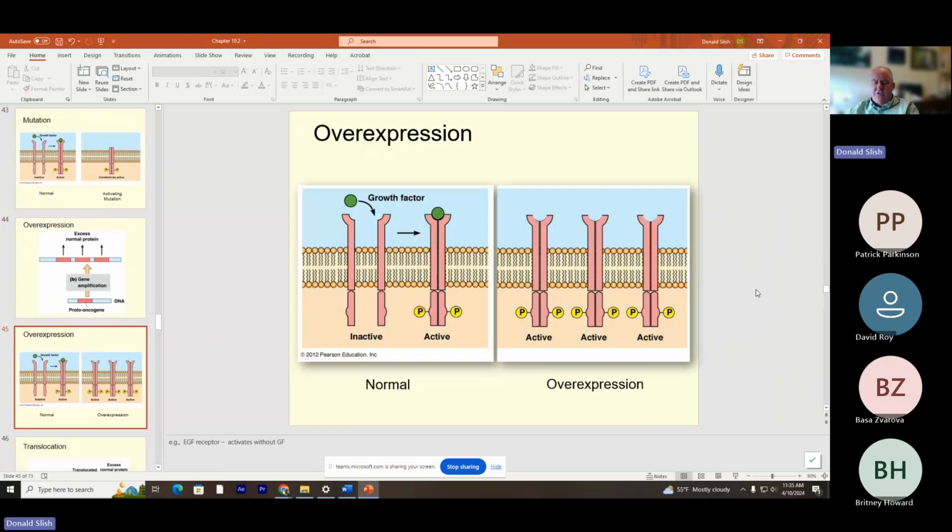If you've got 3 genes instead of 1, then you've got 3 times as much protein being made. And again, with these receptor tyrosine kinases, if you overexpress them, they activate themselves in the absence of growth factor.